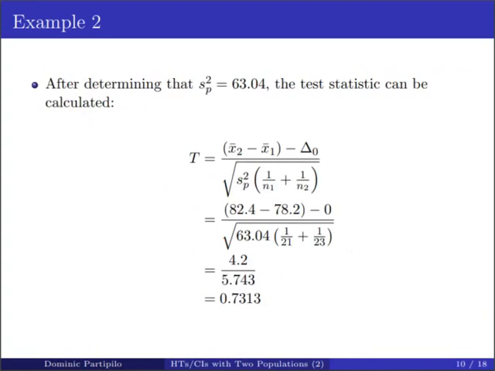So now we can calculate our test statistic. So we take our sample mean from Mr. Smith's class minus the sample mean from Mr. Johnson's class minus our delta zero, which was 0 in this case, over the square root of our pooled variance times 1 over the sample size from Mr. Johnson's class plus 1 over the sample size from Mr. Smith's class. And when we do that, we're going to come up with a test statistic of 0.7313.